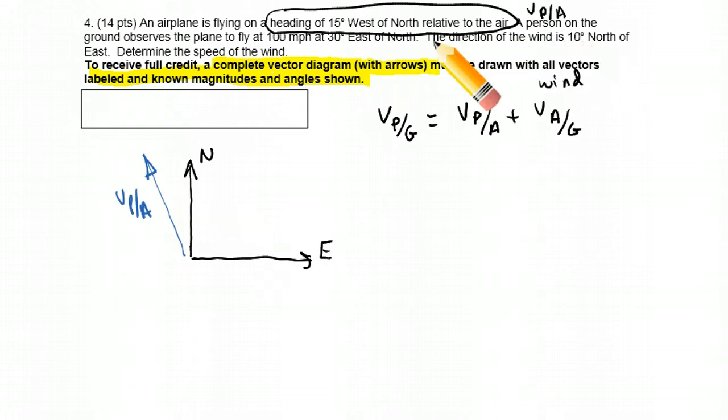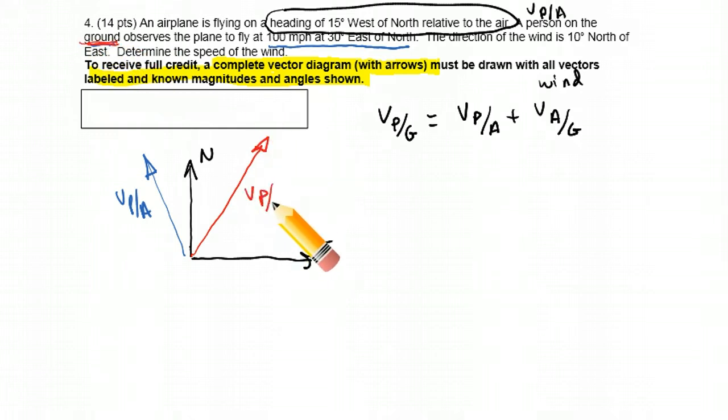Next piece of information: a person on the ground, so this is going to be relative to the ground, observes the plane to fly at 100 miles an hour east of north. So let's switch colors here. 100 miles an hour, 30 degrees east of north. So I'll draw that vector in. I said this was relative to the ground, so that's the velocity of the plane relative to the ground, 100, and that angle is 30. I forgot to label the first angle as 15.